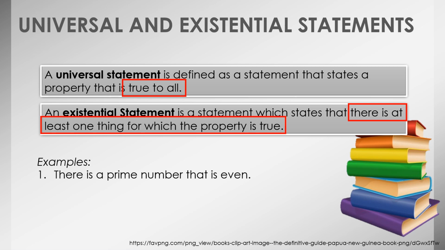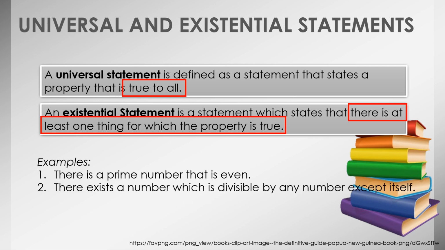This is an existential statement since we know that the property where a number is prime and at the same time even only applies, or is true, when a number is 2. In short, the property applies to some number, in this case the number 2, but not to all numbers. Second, there exists a number which is divisible by any number except itself. This is again an existential statement for the property only applies to 0. 0 is divisible by any number except itself, for when we divide 0 by 0, the result is indeterminate.